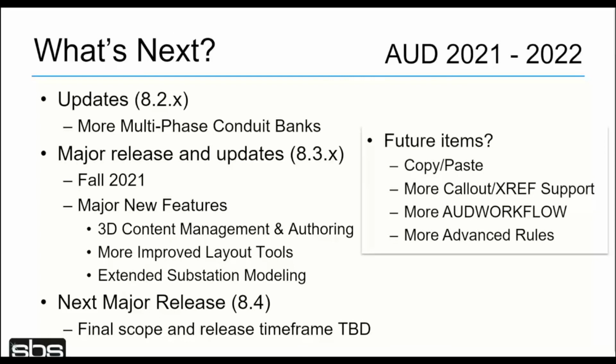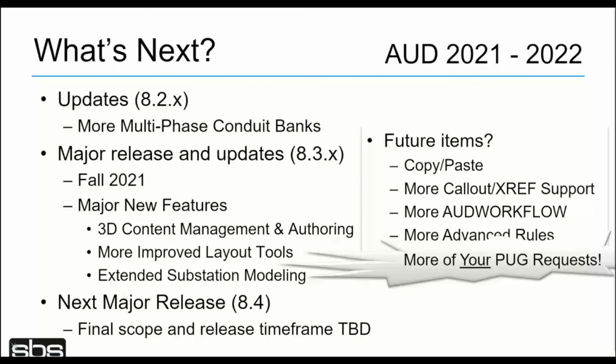Future items are probably going to be improved copy paste support, more improvements to the callout and possibly those XRF scenarios, the AUD workflow capabilities and rule capabilities surrounding that. And then finally, based on the feedback we get from the PUG here, if we get more of your requests and things based on your feedback.